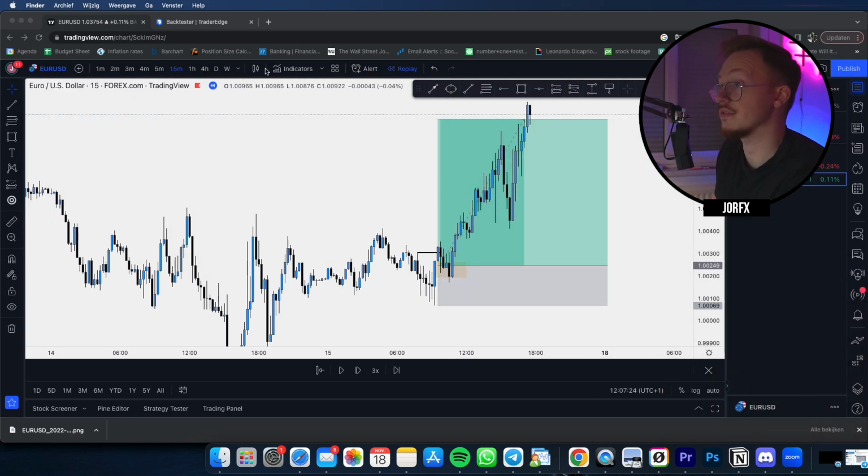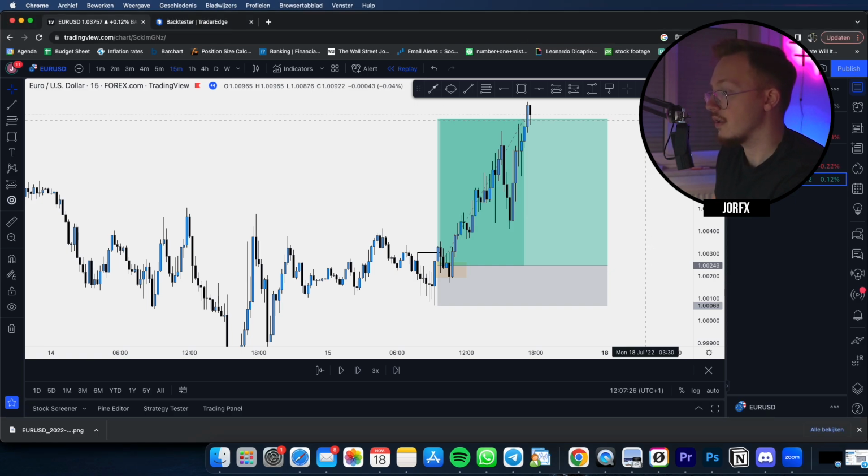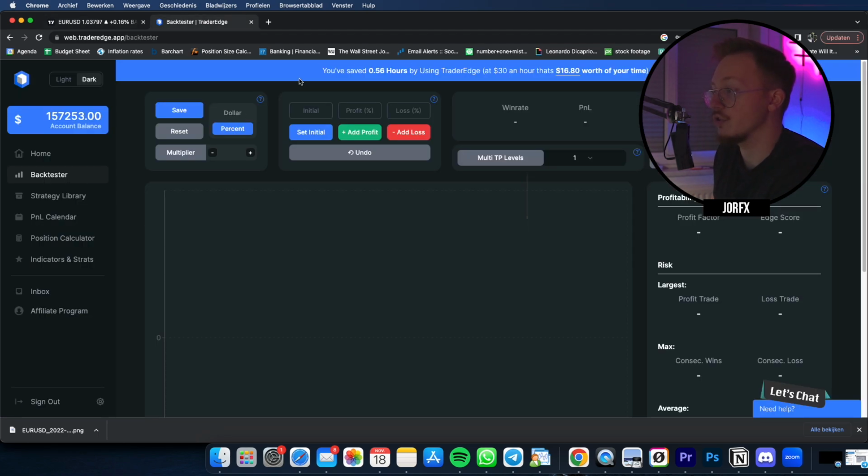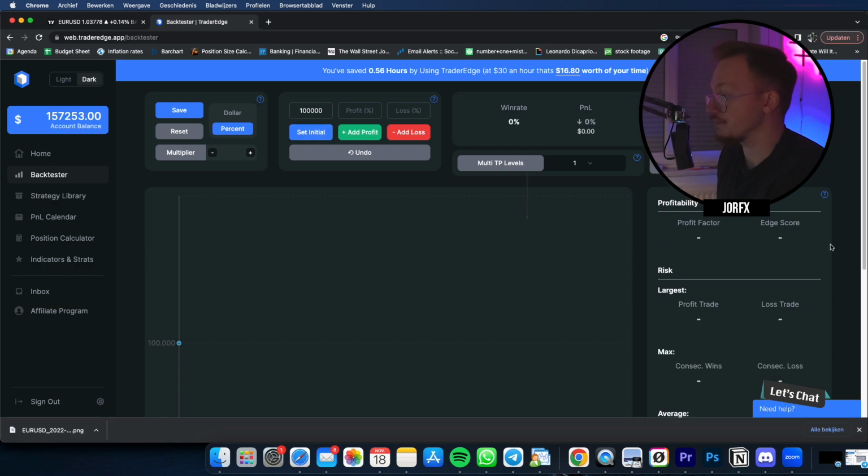Then we come to our backtesting software, Trader Edge. First of all, it's really important that we see how much this trade was. This was a 3.6 hour trade. So we go to Trader Edge. Let's set our initial balance. So let's say you're doing an FTMO account for 100k. Set initial. As you can see right now, this is our initial balance.